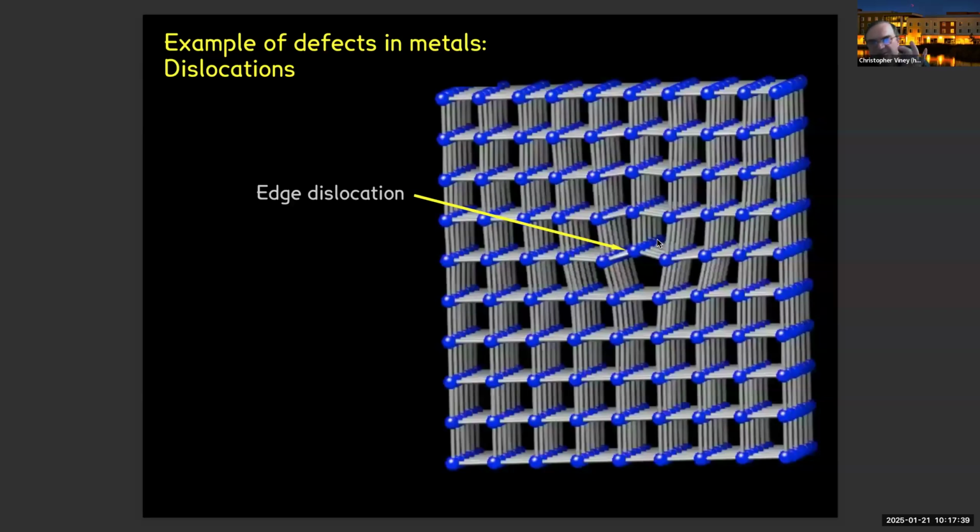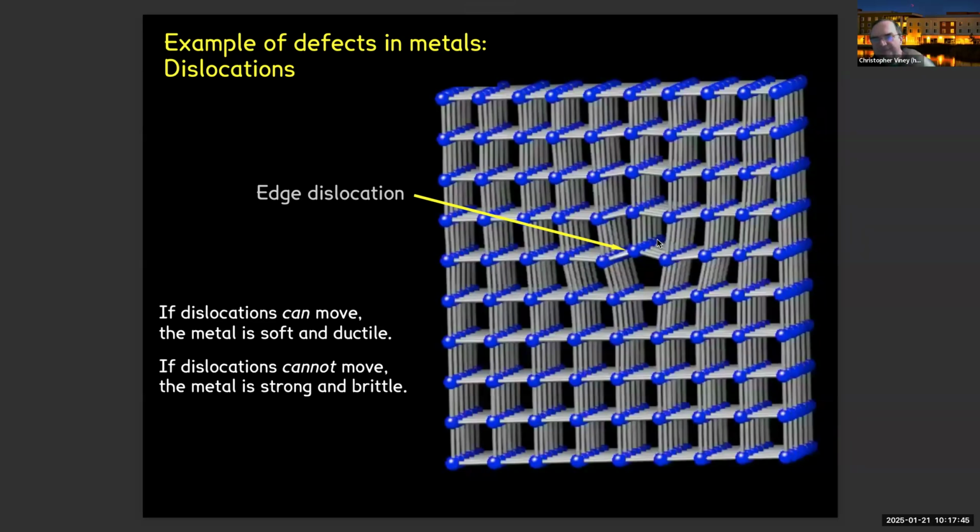And such a defect with this sort of geometry is called an edge dislocation. And if a dislocation can move easily, the metal is soft and ductile. You can shape it, you can pull it into wire, you can beat it into a sheet. Okay, you can shape it easily. If the dislocations cannot move, the metal is strong and brittle.